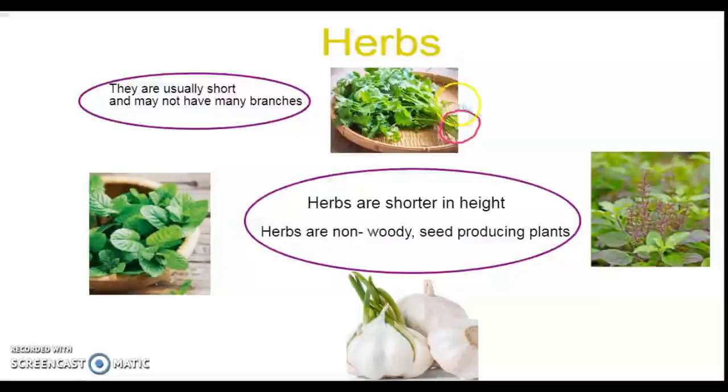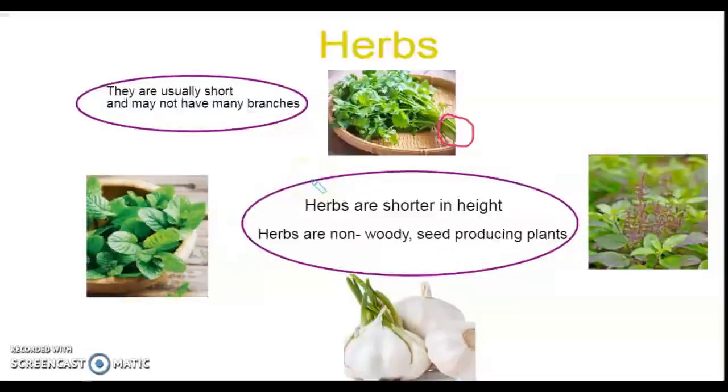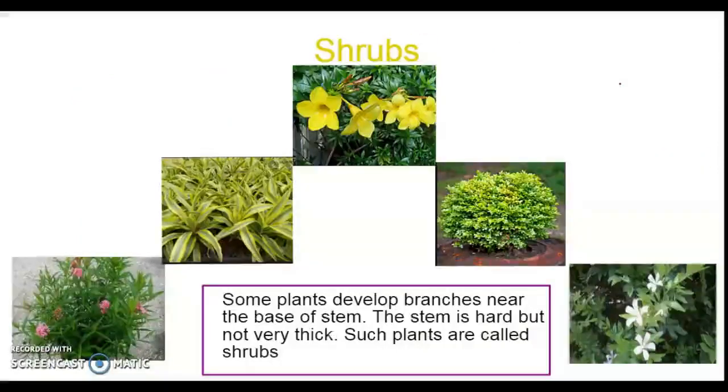So what is a branch? Branches are a part of the plant which grows from the trunk, like from the main stem. When a small part is grown, that is known as a branch. But in herbs there are not too many branches.